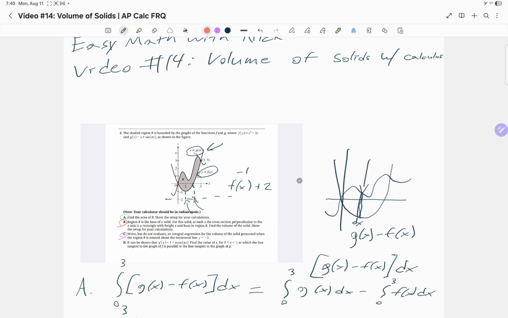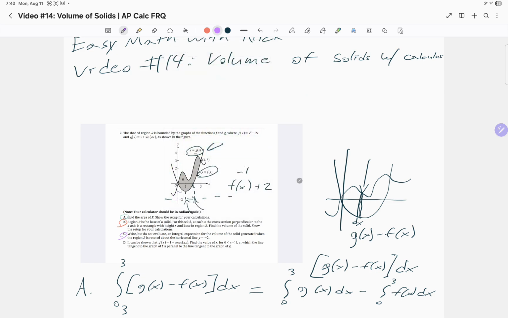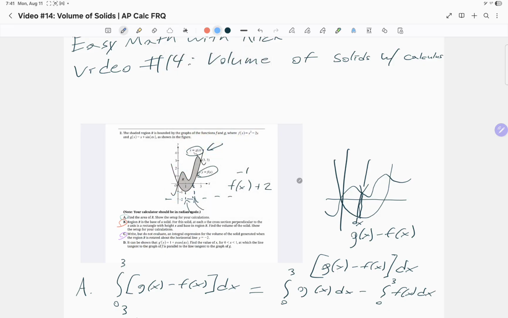I'm going to go back to red. I should use a different color. I'm going to use a different color now. I'm going to use a nice blue for this last question here. Why didn't it save? Done. I have to click done.